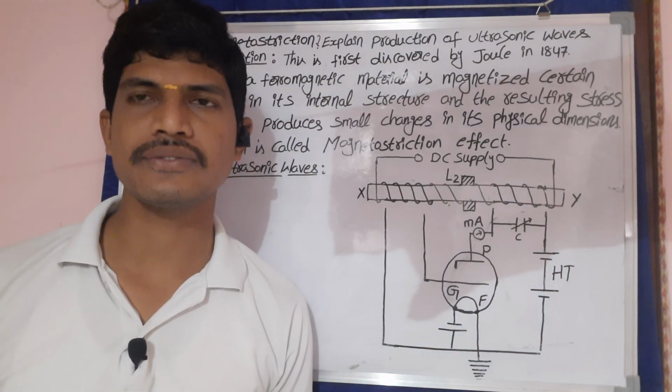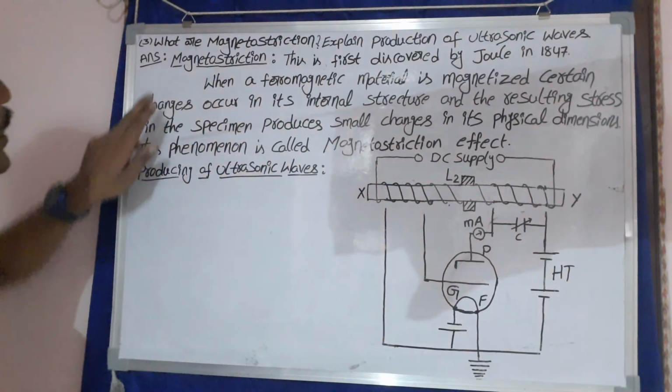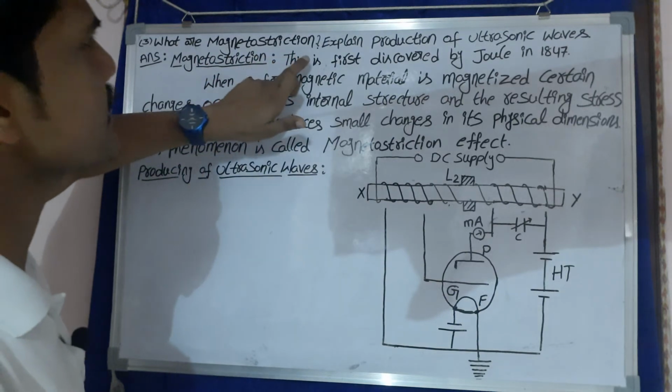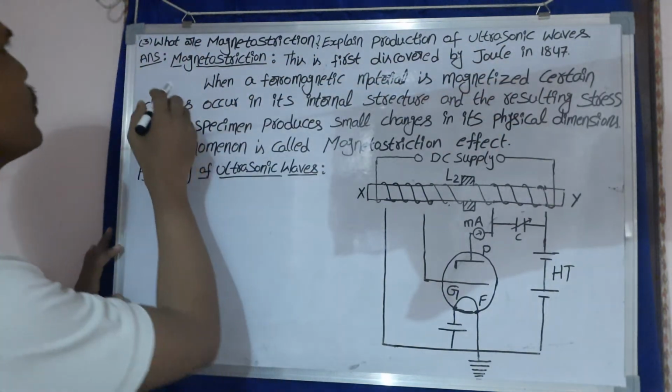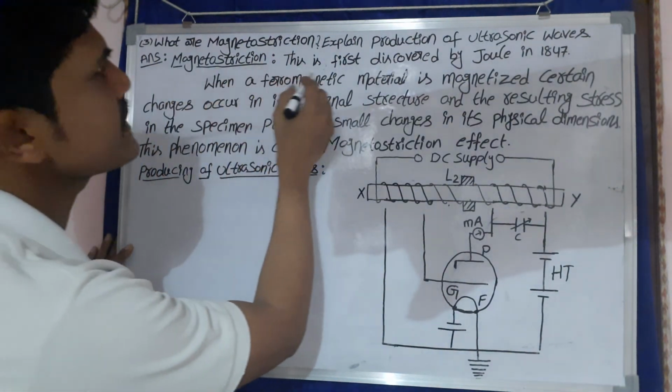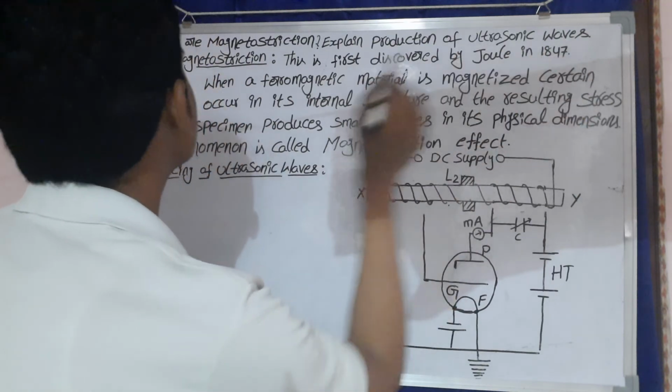Today my topic is first semester Physics, Unit 5: Ultrasonics. The subtopic is: what is magnetostriction, and explain the production of ultrasonic waves. So what is magnetostriction? This was first discovered by Joule in 1847.